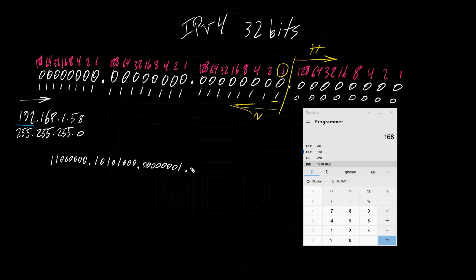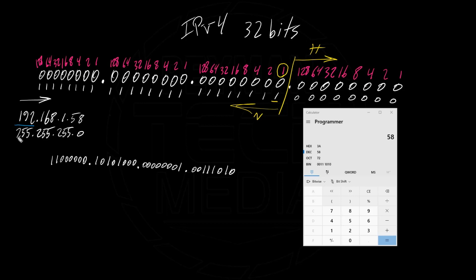And then on the last octet, 58. Which of these decimal values do we have to add in order to get 58? Or we can just quickly use our calculator. Making sure decimal is selected, 58, and in binary 0 0. So let's write down 0 0 1 1, and then 1 0 1 0.